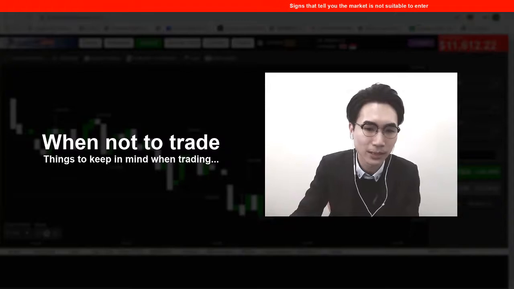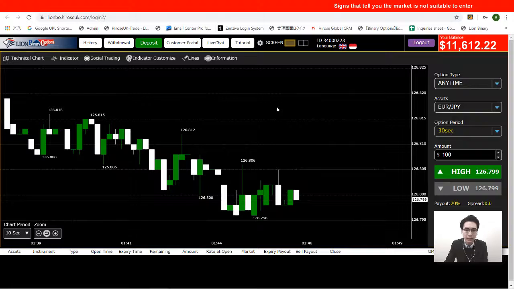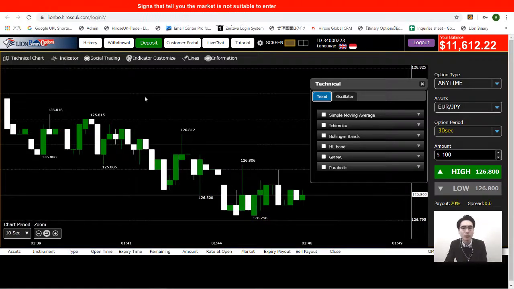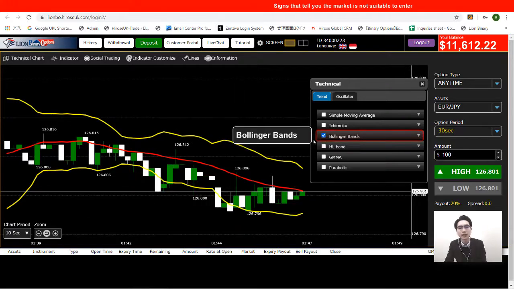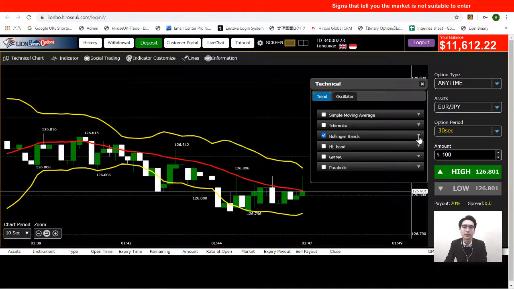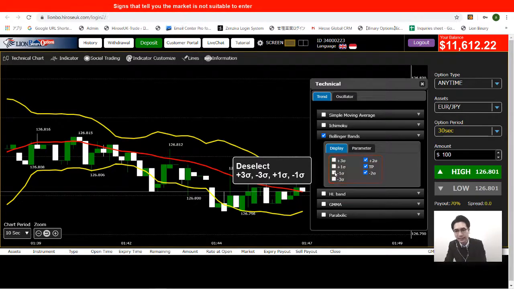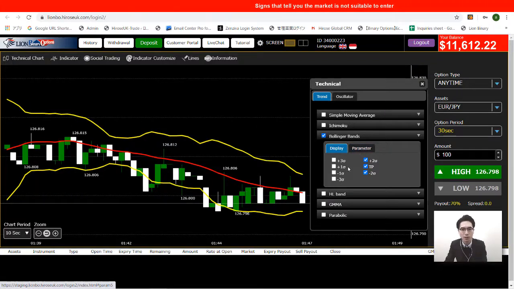First we will set up the technical indicators. Go to the indicator, just click on the indicator, and select the Bollinger Bands. Put a tick on Bollinger Bands. Next we will open the drop down for Bollinger Bands, then deselect all the lines on the left and keep the one on the right. For parameter, we just leave it at default, so nothing to change.